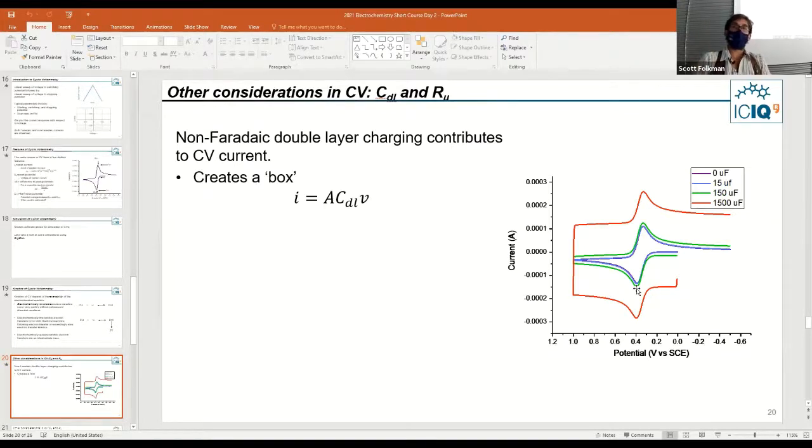Maybe you should publish an article arguing that everybody should use differential pulse. I would be happy with that. I like differential pulse voltammetry. Other questions?